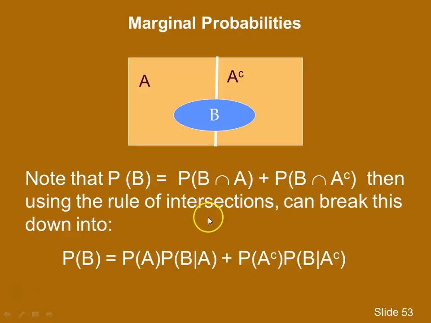By the way, remember, an intersection can always be written in two ways, but one of the two ways won't do us any good here. For example, this first intersection could be written as the probability of B times A given B. But the probability of B is the very thing that we're trying to solve for. So that wouldn't have done us any good if we don't know that. So here's just another way of writing a marginal probability. You start with the sum of two intersections, apply the rule of intersections, and you get the formula here.